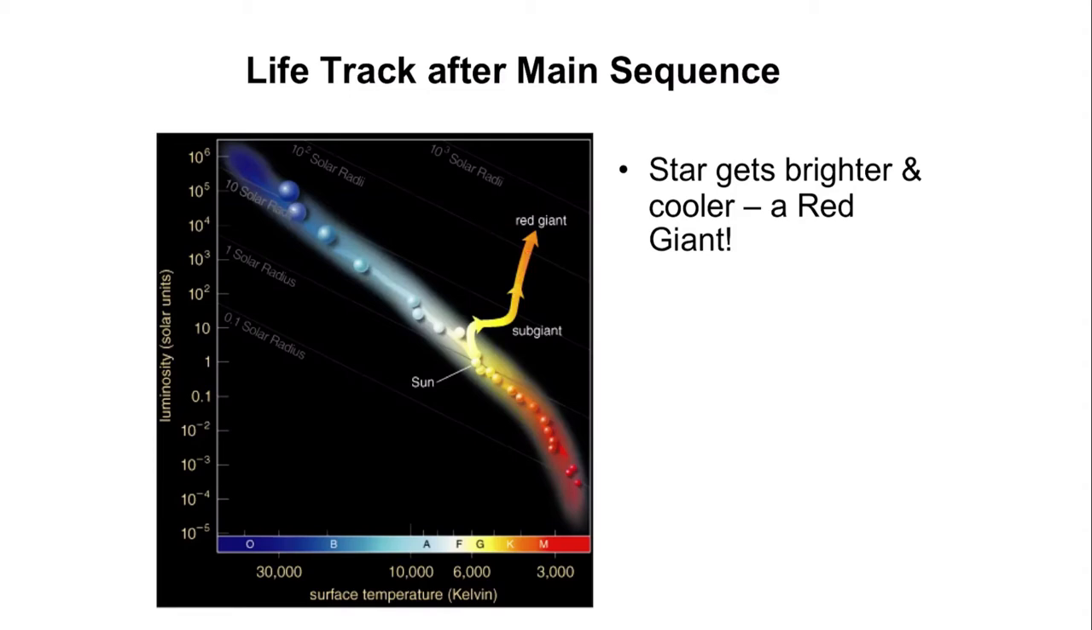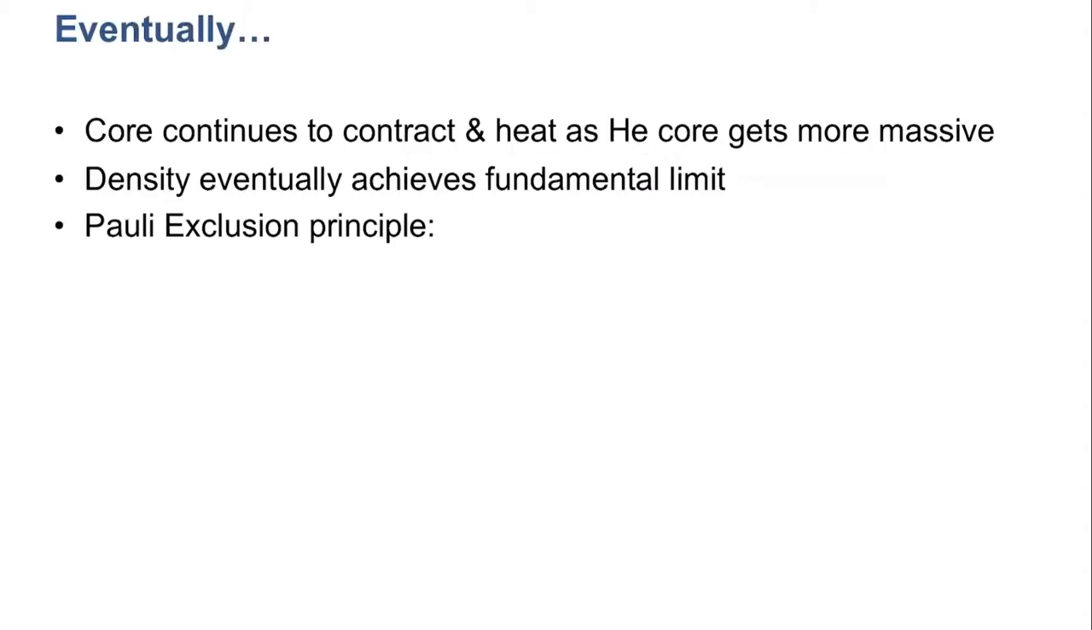Now, as this is happening, the helium ash core is getting hotter and hotter, and eventually something has to give. Let's start with this. Eventually it gets dense enough that material is compacted so strongly that there is a fundamental limit which comes into play. That fundamental limit is called the Pauli exclusion principle, and this has to do with a phenomenon called electron degeneracy. Write that down.